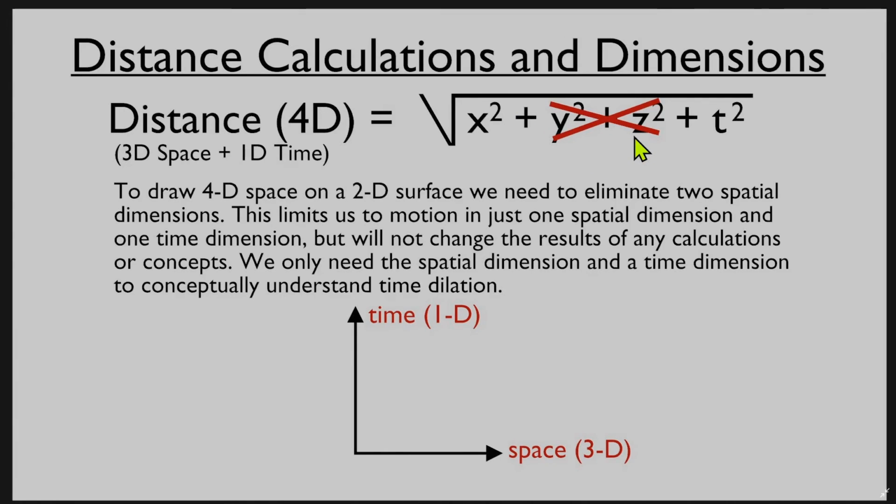What we need is 1 space dimension and 1 time dimension in order for us to illustrate time dilation. So by doing that, we limit motion, like it says here, to just 1 spatial dimension and 1 time dimension. But this will not change the results of any calculations that we do or concepts we present. You only need 1 space dimension and 1 time dimension to understand how time dilation works from a conceptual standpoint.